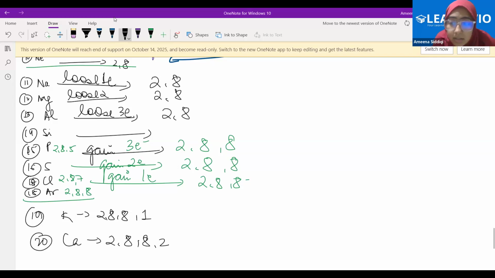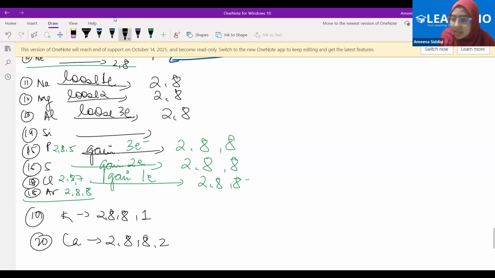Because the maximum number of electrons in the third shell is 18, right? That is for the elements with atomic number above 20, because those are the transition metals, and then we have the D subshell also. Till here we just have the S and P subshells. From the elements with atomic number 21, we have the D subshell. Therefore, for those elements, the maximum capacity for the third shell will be 18.